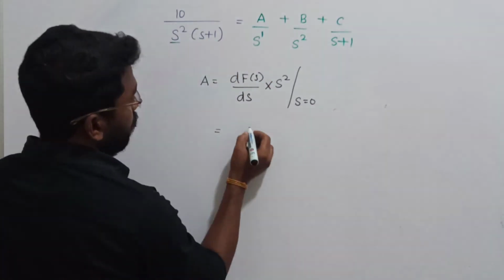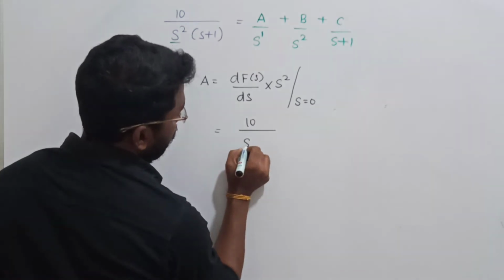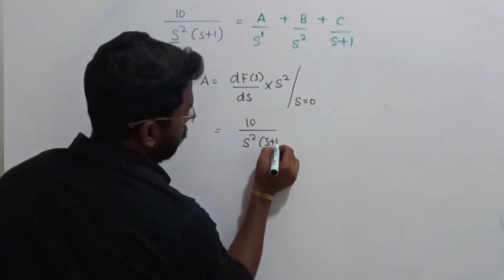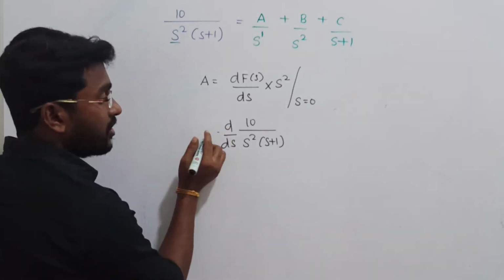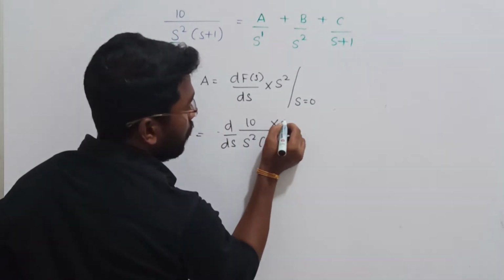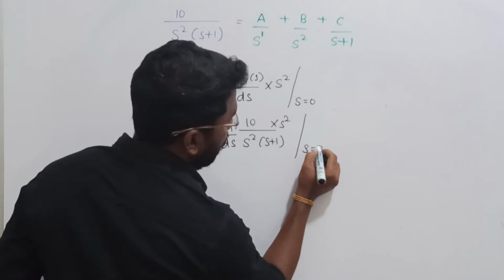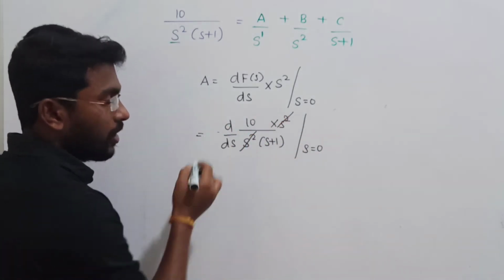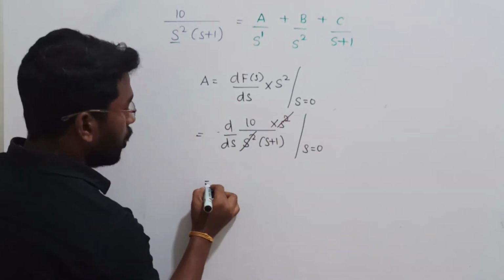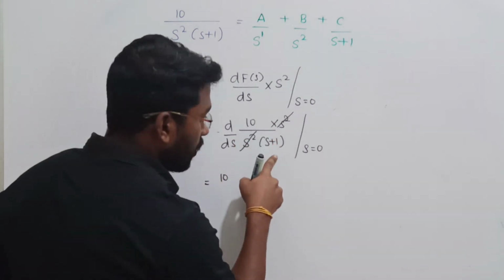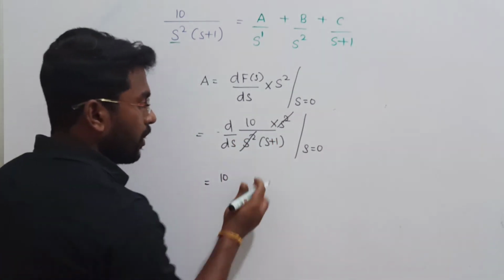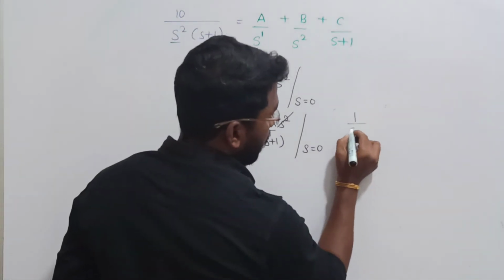Now take your overall function 10 upon s square into s plus 1, right? Anyway, we are going to differentiate, but when you differentiate, first you have to cancel the order. First you have to cancel the order. After cancelling the s square denominator term, next step you can proceed, right? 10 is the arbitrary constant. If we differentiate 1 by s plus 1, what will you obtain? Actually we have 1 by s plus 1.